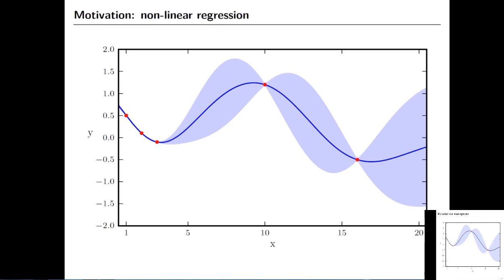Okay, so that's the basic problem we're going to start with. And what's going to be kind of surprising is I'm going to show you that we can solve this entire problem, nonlinear regression with error bars, with just using a plain old Gaussian distribution. We really need nothing else but a Gaussian distribution.